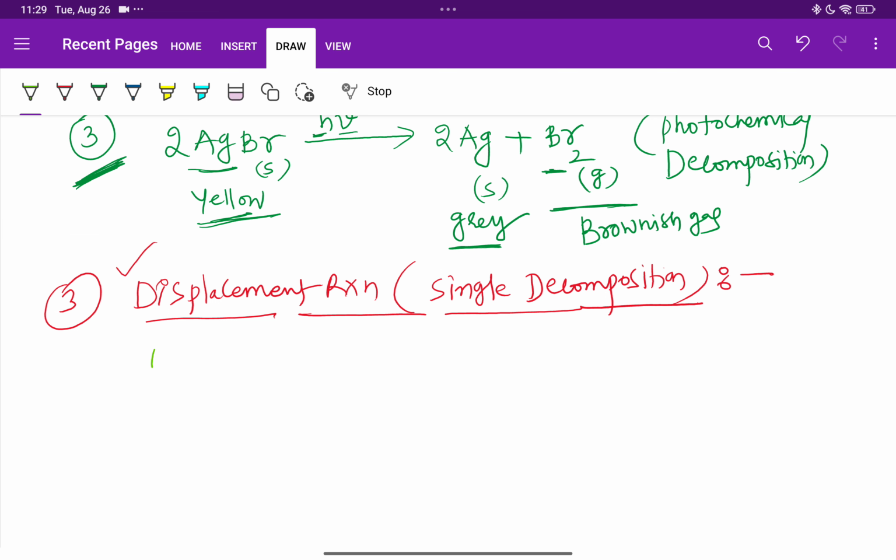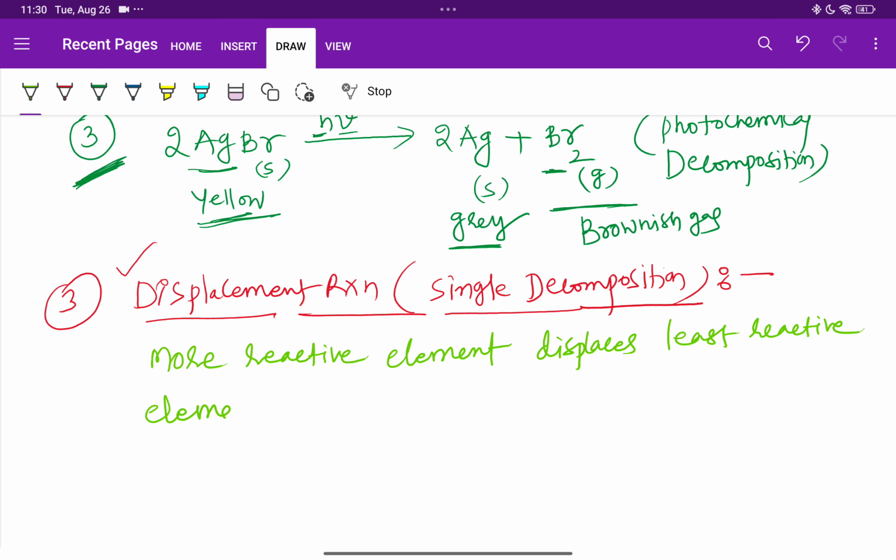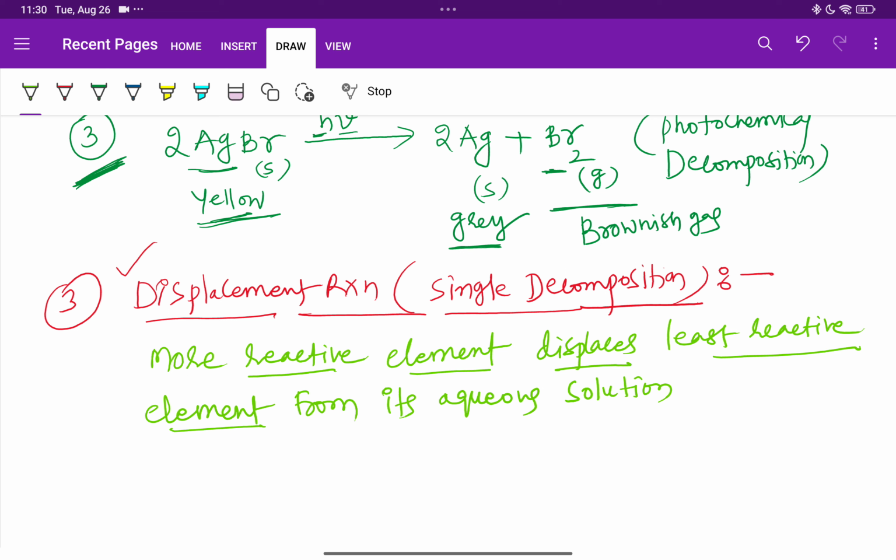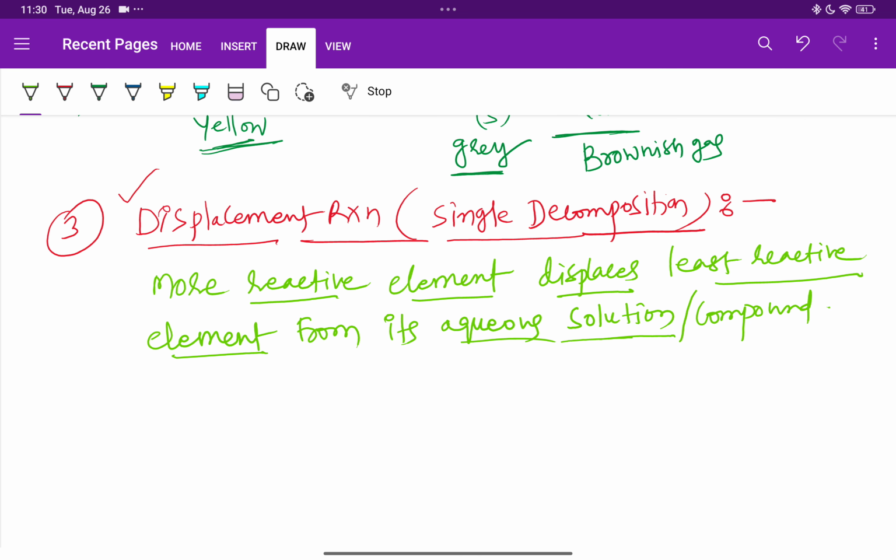More reactive element displaces least reactive element from its aqueous solution. More reactive element displaces least reactive element from its aqueous solution or compound, but that should be dissolved in water, is called displacement reaction.